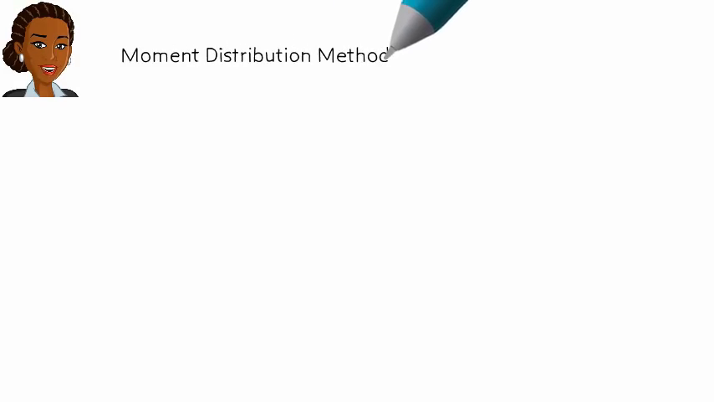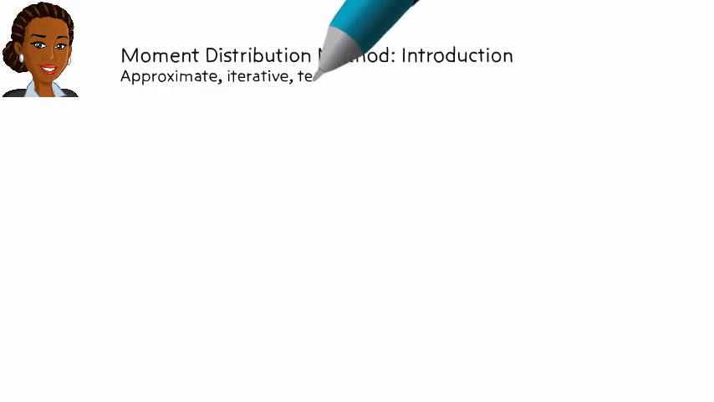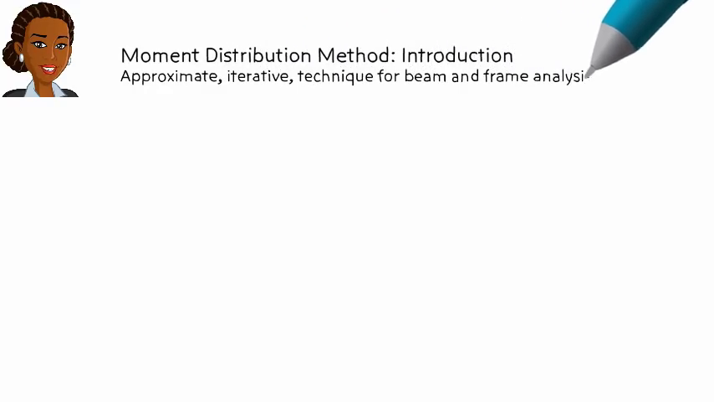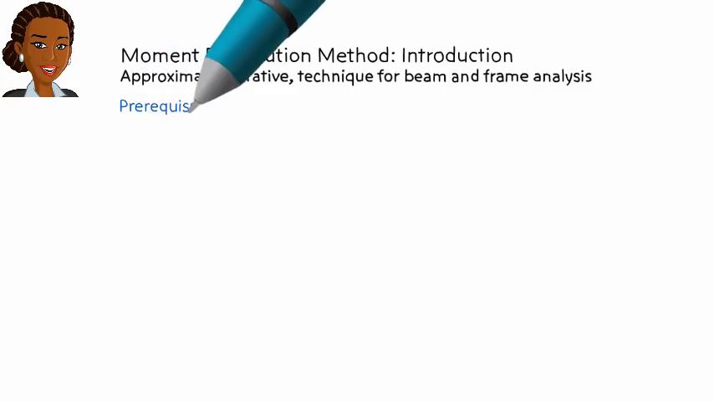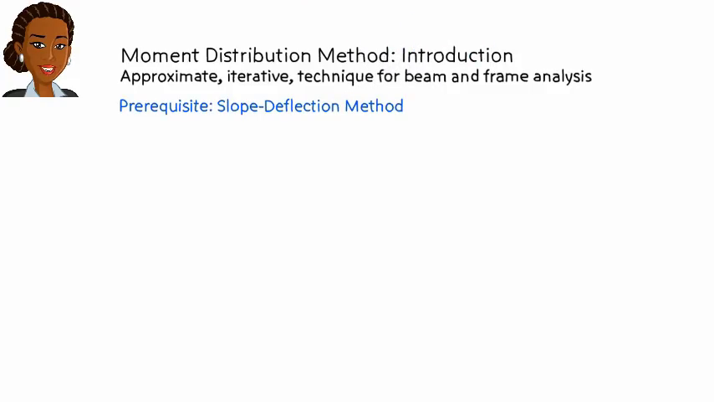Moment distribution method. Introduction. The moment distribution method is an approximate iterative technique for analyzing indeterminate beams and frames. Since it is closely related to the slope deflection method, in this lecture, I am going to show how we can arrive at the former from the latter.